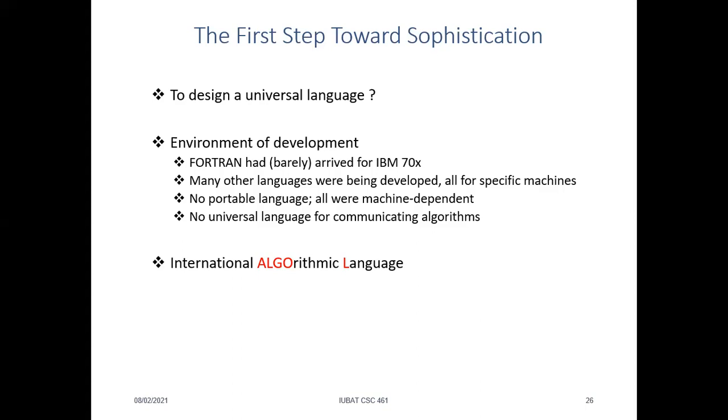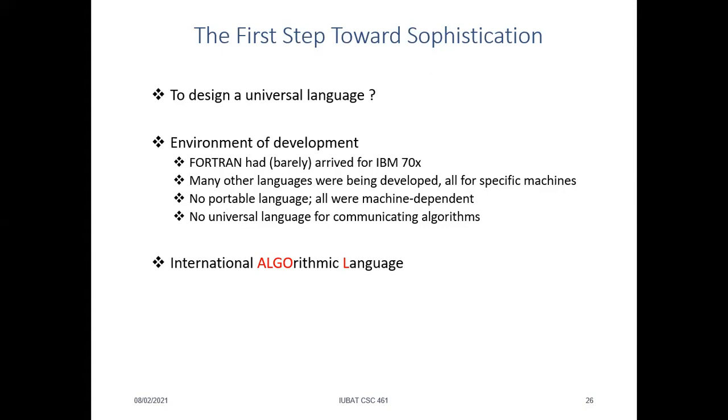Everyone was going their own way, and none of the languages were portable because all of them were machine dependent and specific. And more importantly, there was no common communication method for algorithms. Even if you developed an algorithm, the other machines, or other scientists, would not understand it because of the way you had written it.